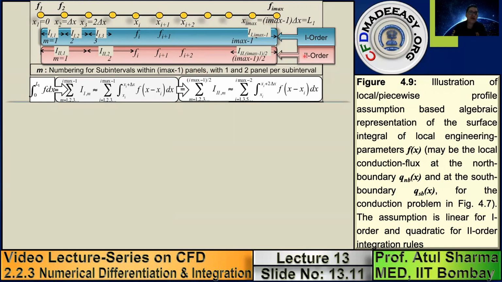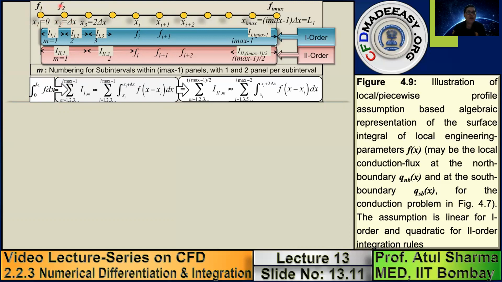Why you get a second order is because in a first order, you assume a linear variation. In any linear variation, there are 2 constants which you have to determine. Those 2 constants you can determine by knowing the value of x and the corresponding function value at 2 points. For a linear equation, you have 2 constants and you have 2 equations. At x equals x1, which is 0, you have f1, and at x2 equals delta x, you have f2.